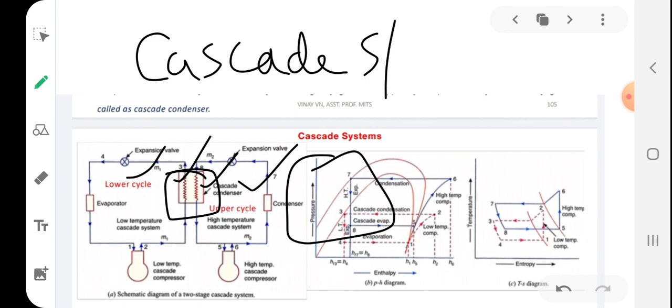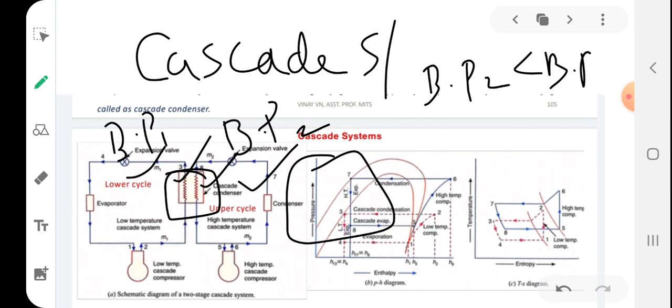So the boiling point of this refrigerant will be higher than the boiling point of the other. So BP1, BP2. BP2 will be lower than BP1. So that is the peculiarity. Progressively the boiling point should be lower.